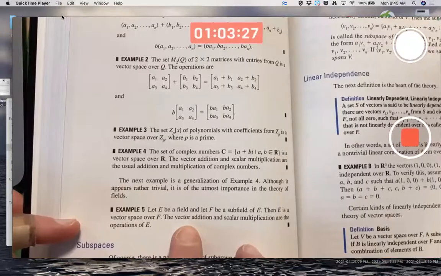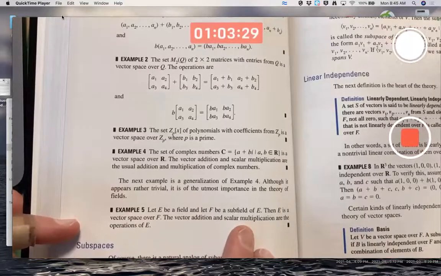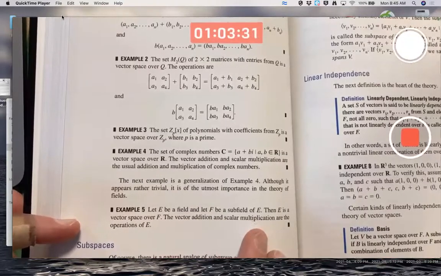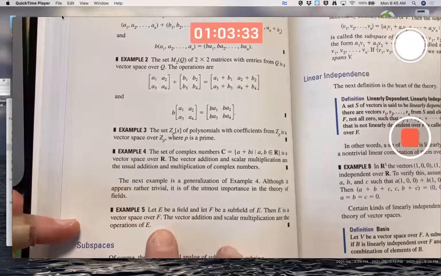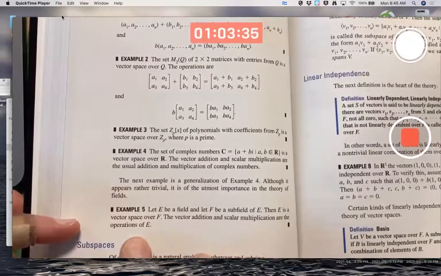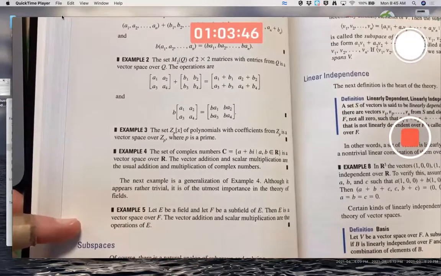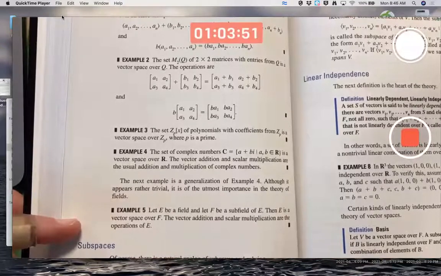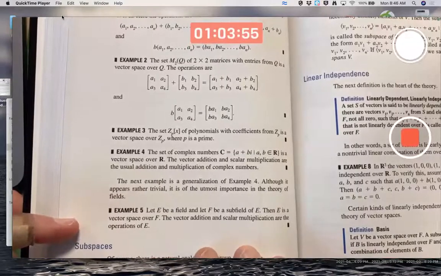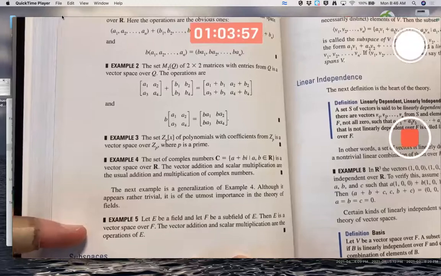Let E be a field and let F be a subfield of E. Okay, I guess they write it in terms of subfields here. Then E is a vector space over F. The vector addition and scalar multiplication are the operations of E. The multiplication of an element of F by an arbitrary element of E is what you're thinking of as being the scalar multiplication. So it's easy to get confused here, okay? The examples should help. Make sure you study those.